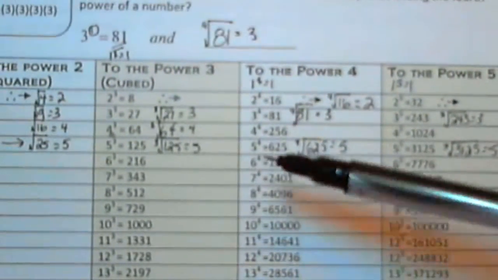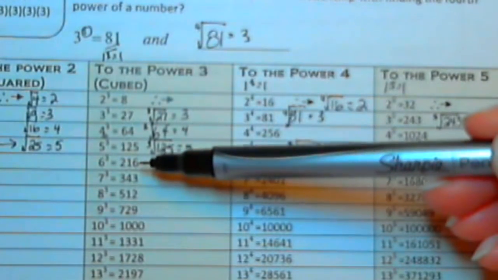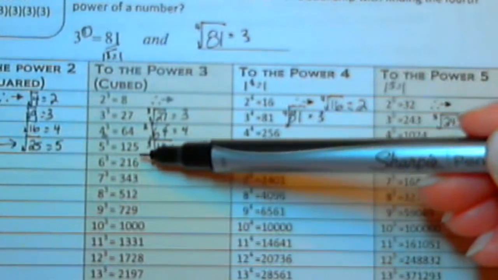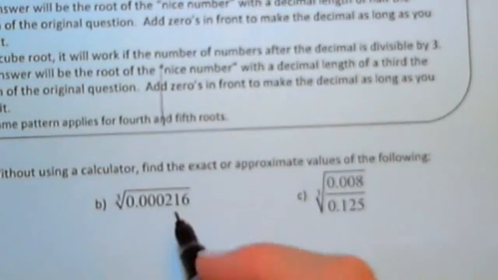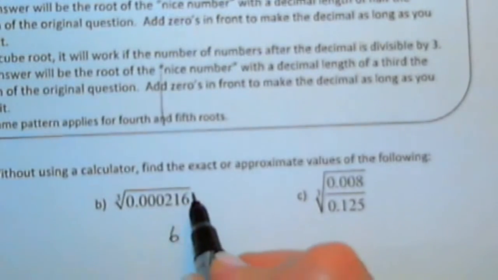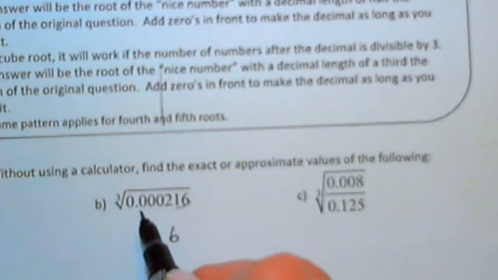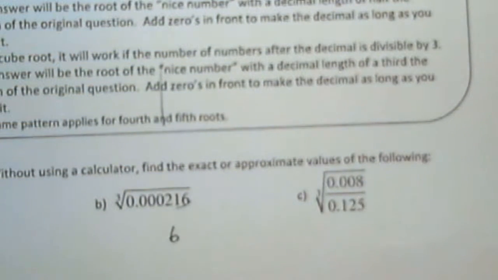Let's look at our list. 216 is in our cube roots. It's right here. So the cube root of 216 will be 6. And we take our number of decimals inside here, which is 6, divided by 3, which is 2. Our answer has to have 2 decimals. It has 1 now, so I add a 0 so that I can have 2.